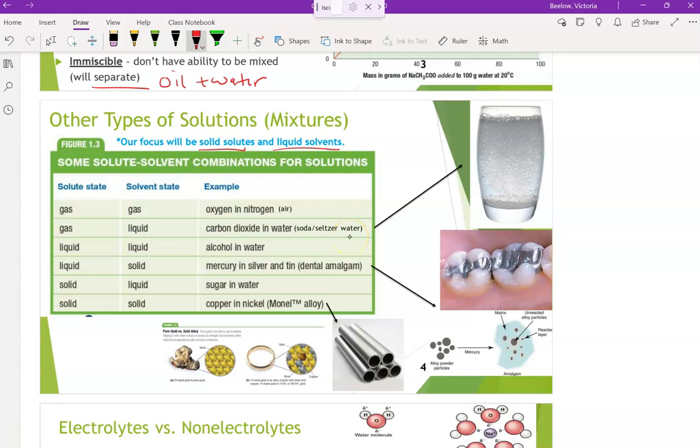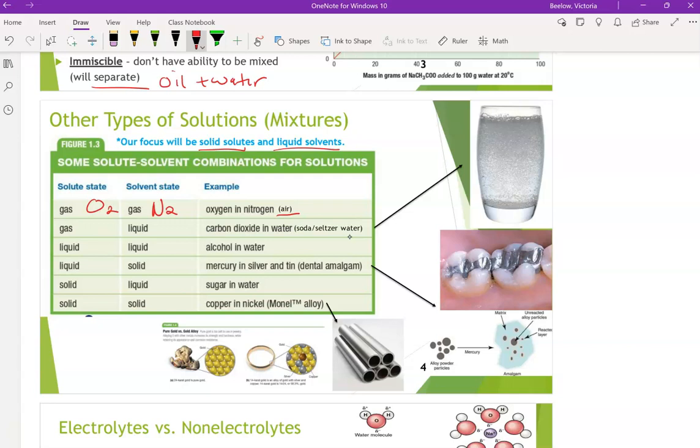So you can have a gas dissolved in a gas, oxygen and nitrogen, that is air. Most of the air that you actually breathe is nitrogen gas, like a huge portion of it is. And so technically the nitrogen would be the solvent and the oxygen would be the solute because there's more, again, the solvent's what you have more of.